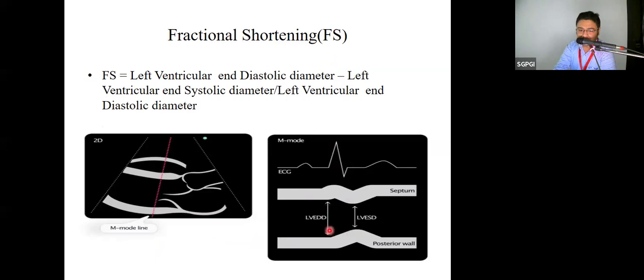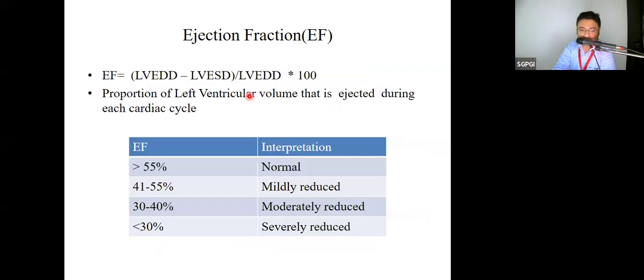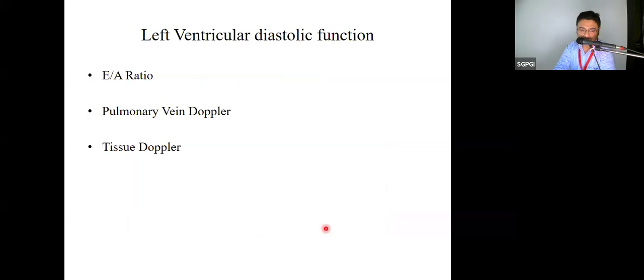We have to basically take the LV end diastolic diameter and the LV end systolic diameter, subtract, and then divide it by LV EDD. So that will give you the FS, and ejection fraction is basically the cube of fractional shortening. So this is about the value here. Normally it is more than 55, but less than 30 is severely reduced.